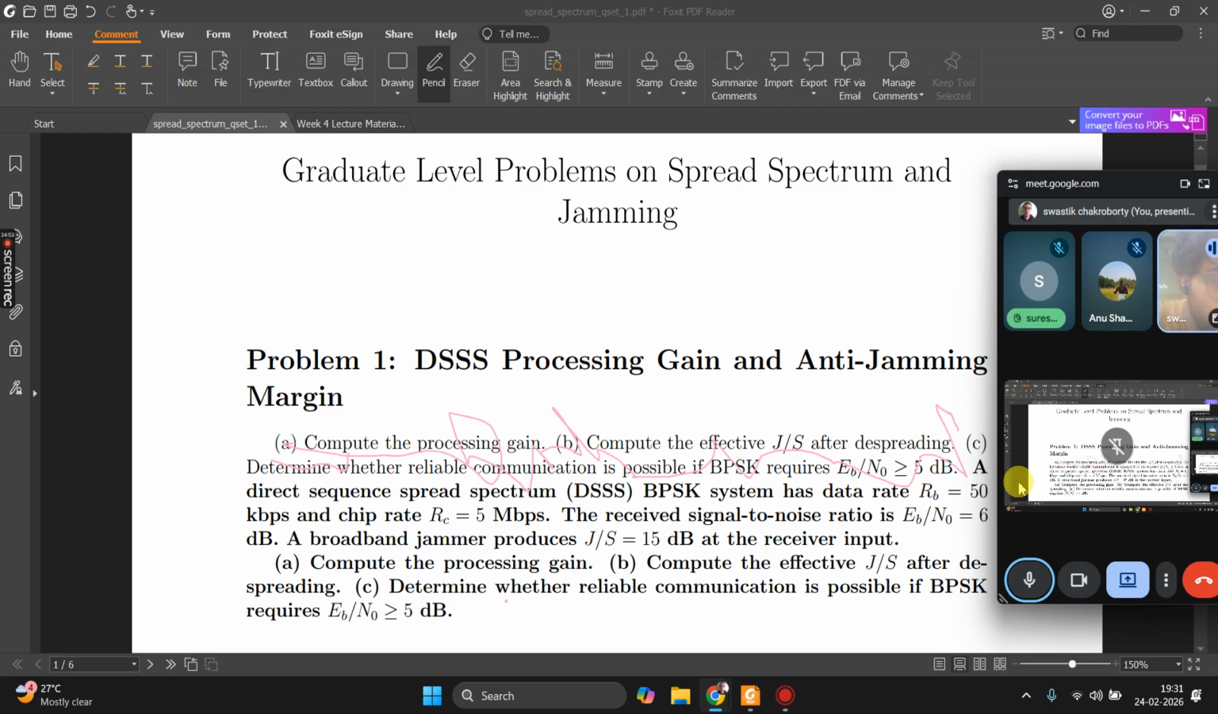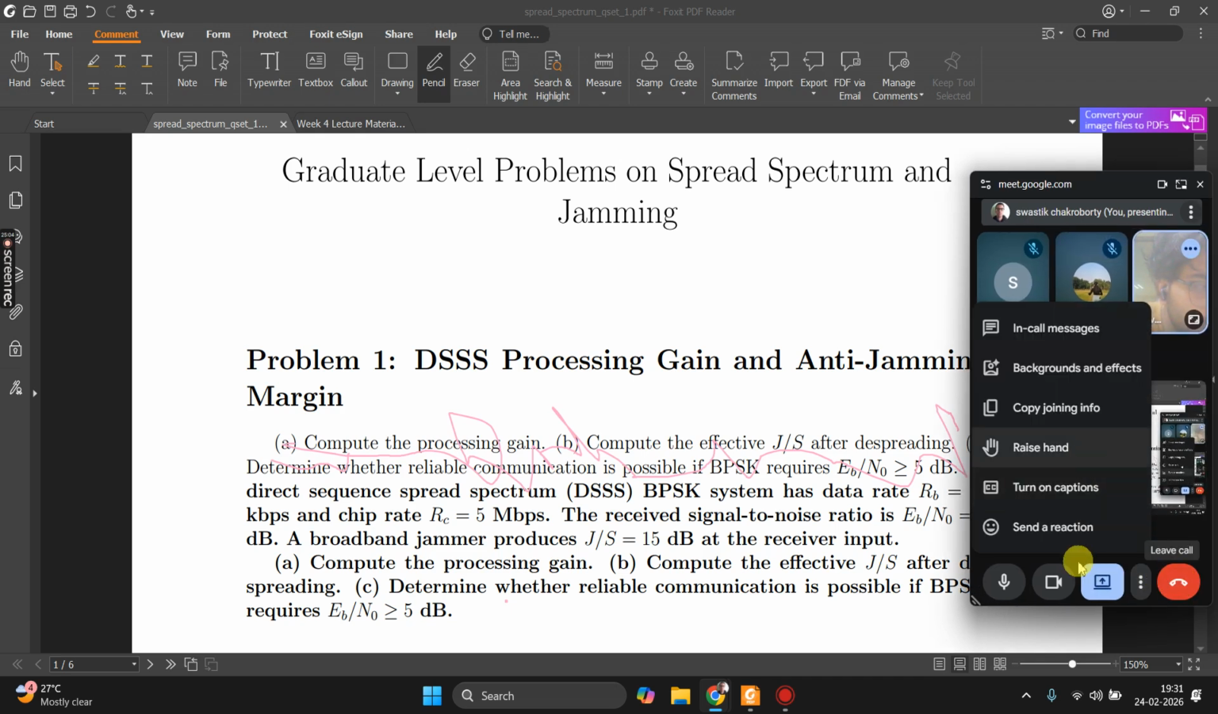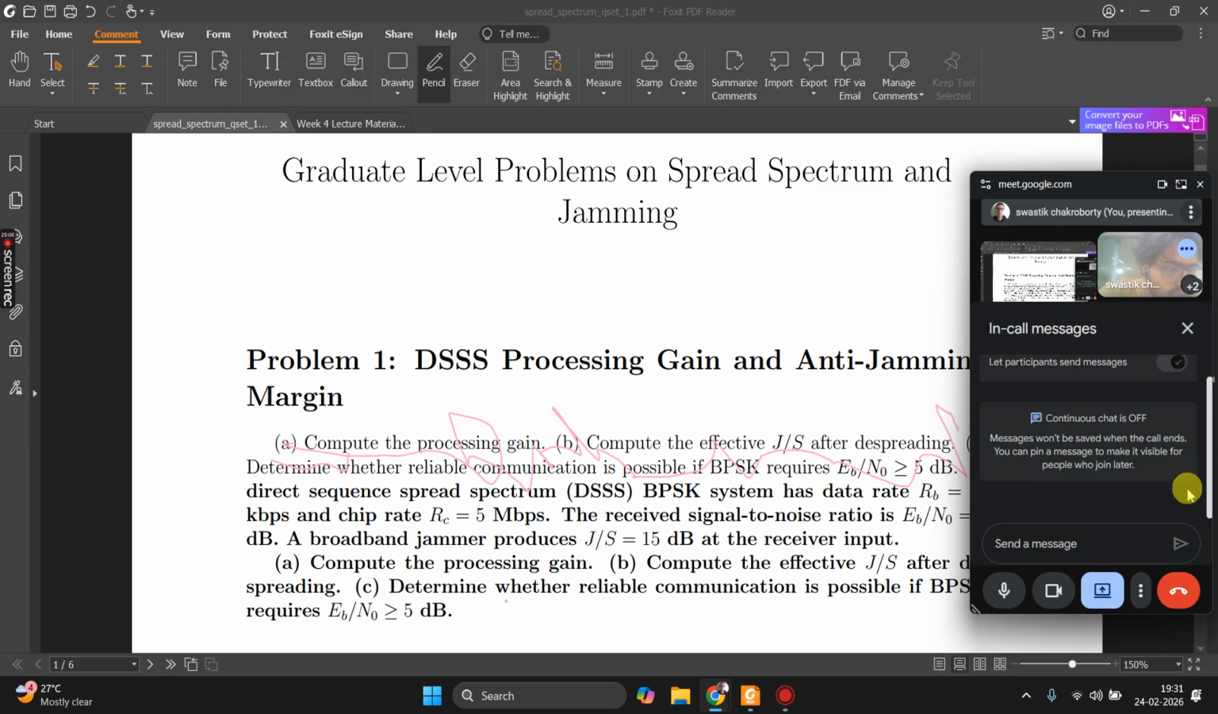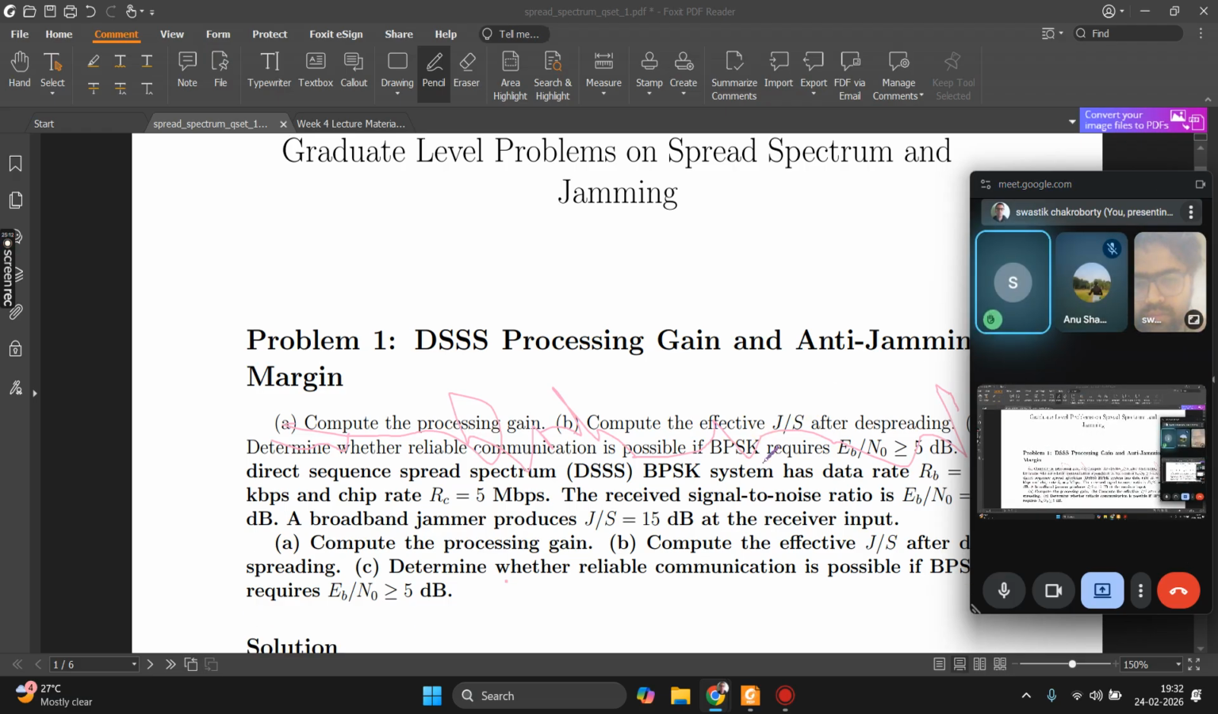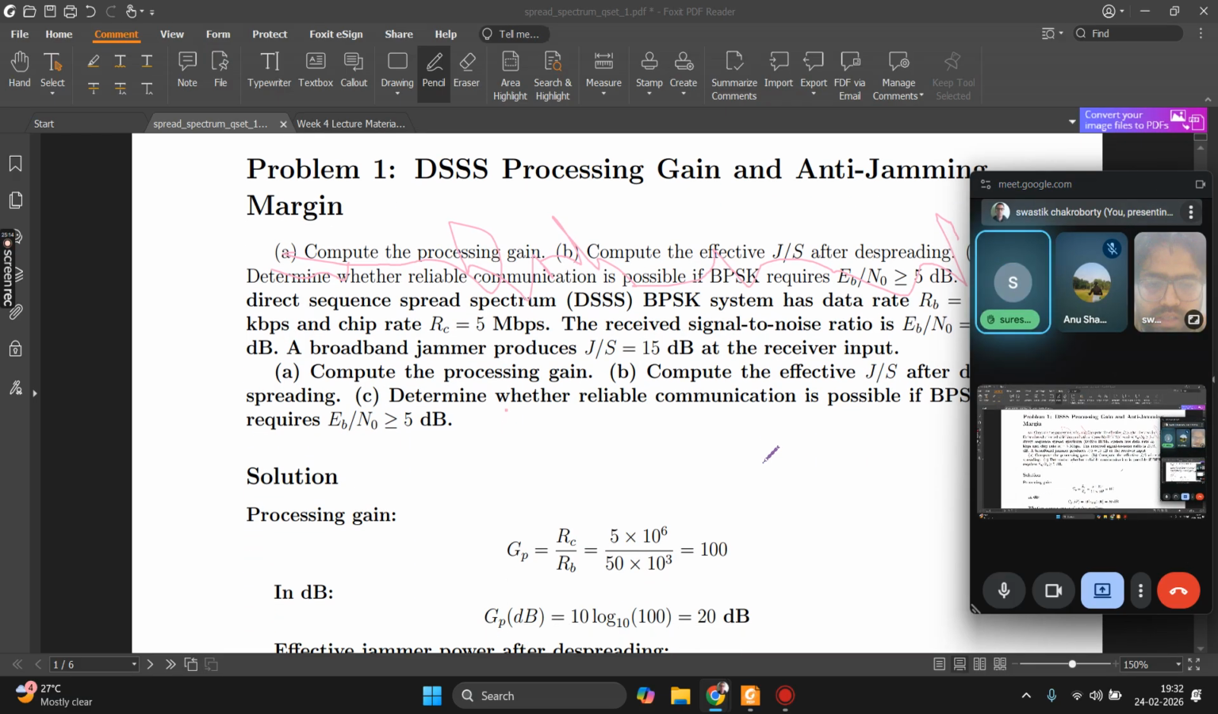Mr. Suresh Patel, please go ahead. Do you have any query? Process gain is 20 dB. So let's check. Yes, you are absolutely correct. Processing gain is 20 dB, the chip rate by the data rate.